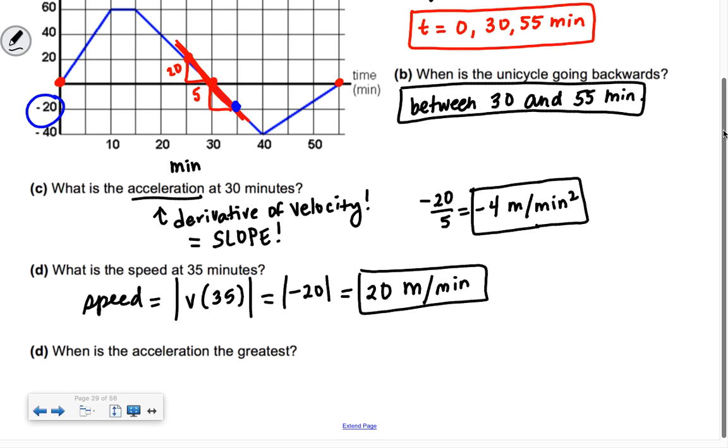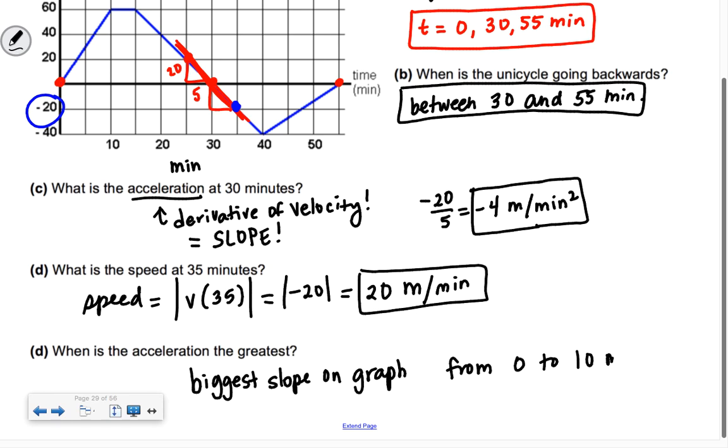All right. When is the acceleration the greatest? So acceleration is the derivative of velocity. So we're asking for the biggest slope on the graph. Yep, it's from 0 to 10 minutes.